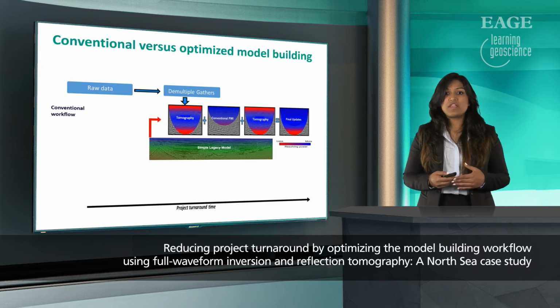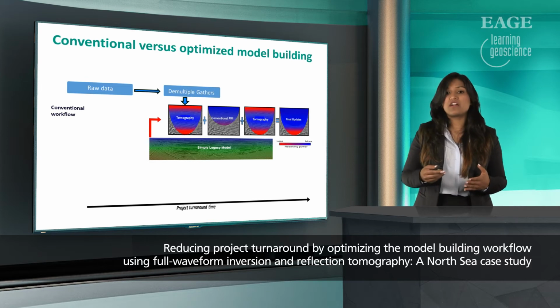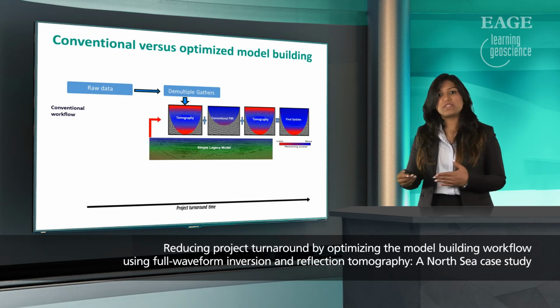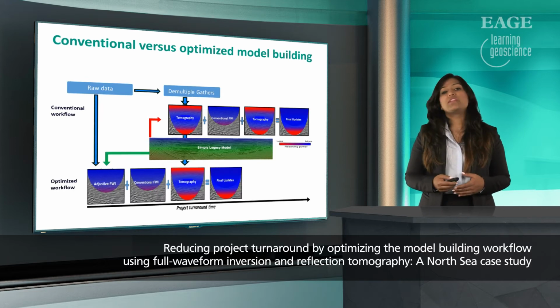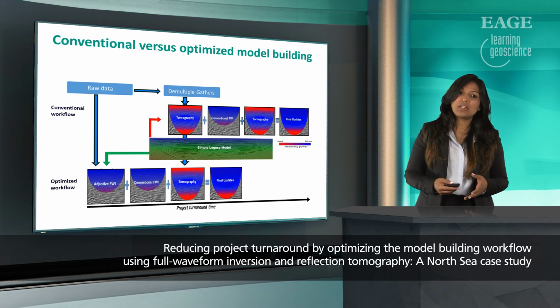So after we have improved on our initial model with tomography, we run FWI, which mainly focuses on the overburden, and its penetration depth is constrained by the maximum offsets in the dataset. And hence we do need to run tomography post early arrival FWI to update the deeper sections and get our final updates.